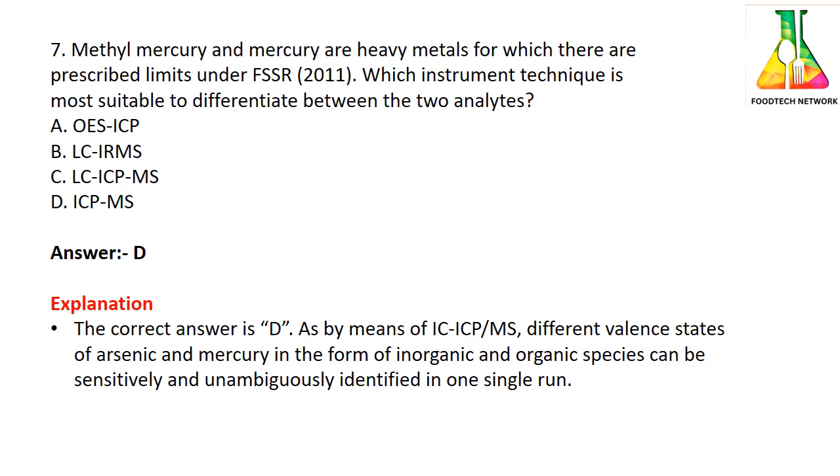By means of ICP-MS, different valence states of arsenic as well as mercury, in the form of inorganic as well as organic species, can be sensitively and unambiguously identified in one single run.